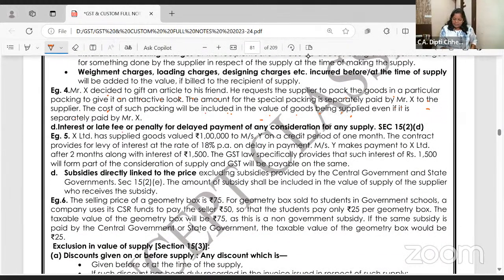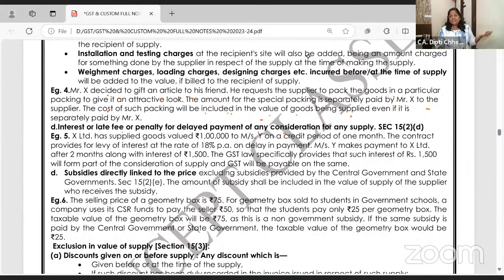Interest or late fees or penalty for delayed payment. This we have seen in the last chapter also. X supplied 1 lakh goods on credit. The contract provides for levy of 18% interest. Mr. Y makes the payment to X after 2 months. We told you to make payment within 1 month. You paid after 2 months. So we charged interest. So will this interest form part of the supply or not? Answer is yes. Late fee, interest, penalty, whatever is charged, add it.